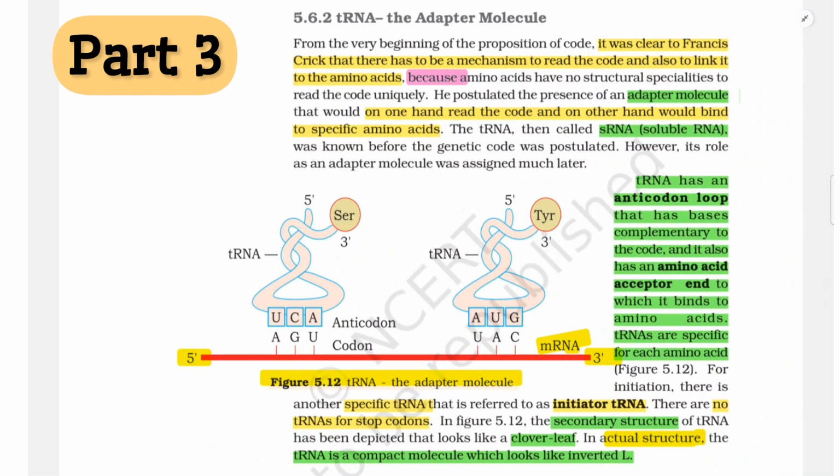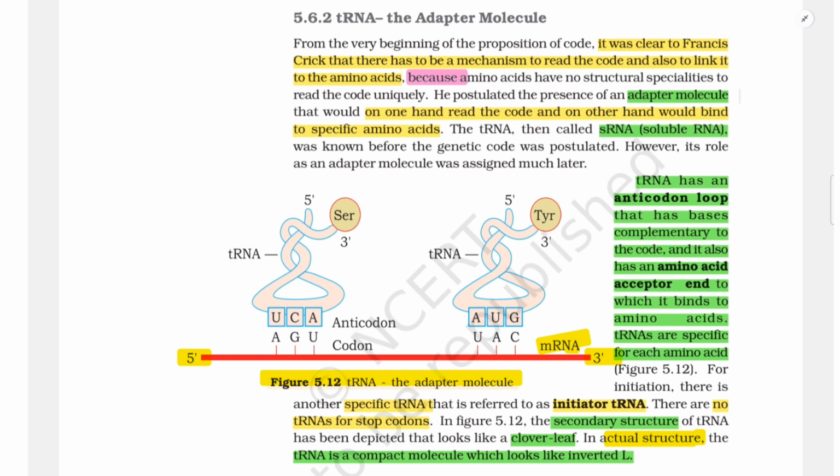5.6.2 tRNA, the adapter molecule. From the very beginning of the proposition of the code, it was clear to Francis Crick that there has to be a mechanism to read the code and also to link it to the amino acids, because amino acids have no structural specialities to read the code uniquely. He postulated the presence of an adapter molecule that would, on one hand, read the code and, on the other hand, bind to specific amino acids.